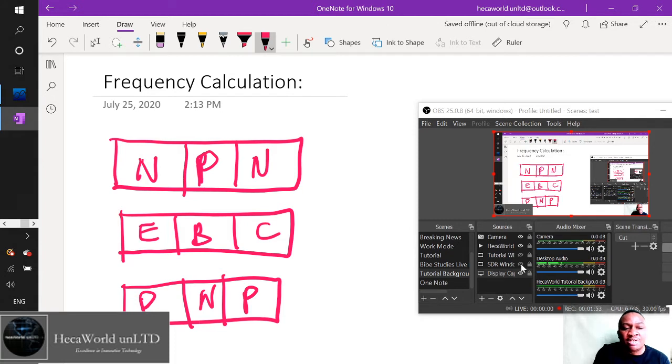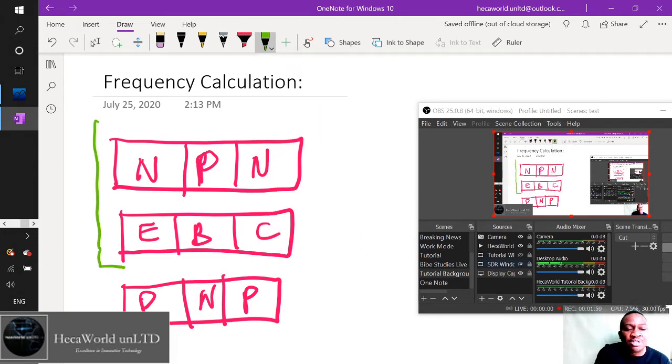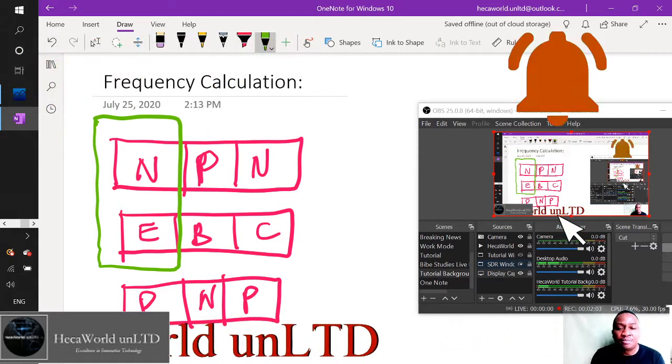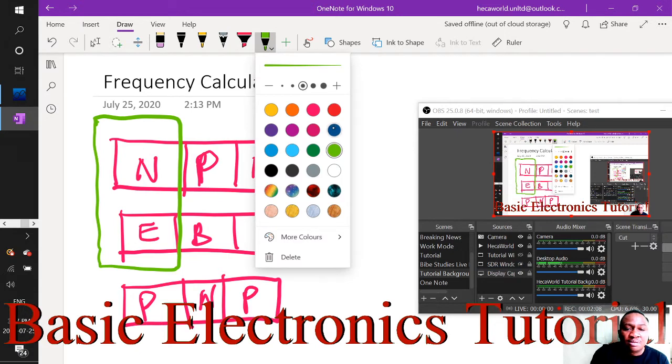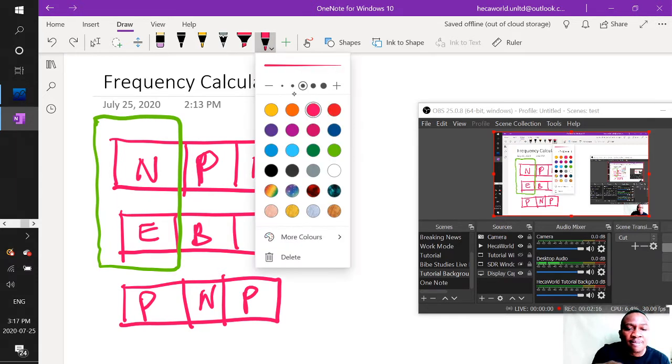Now let's look at the NPN transistor. Let's use a green marker for the NPN transistor, so for the NPN, just draw something around this block this way. And for the PNP, let's use a different color. Let's use red for the PNP. Okay, no, we already used red, so let's use a different color. Let's use blue for the PNP.